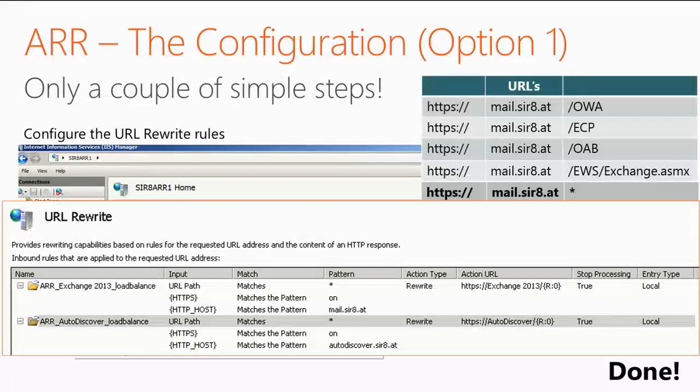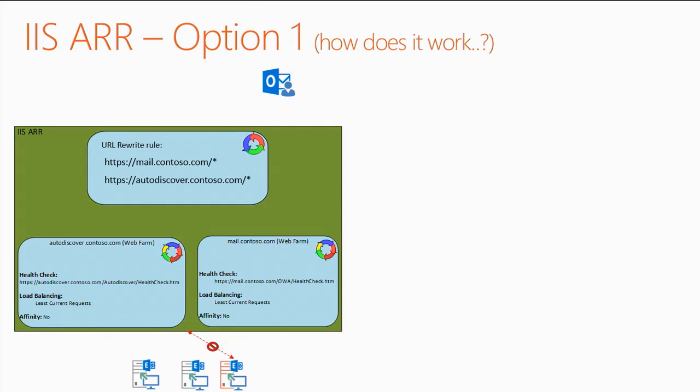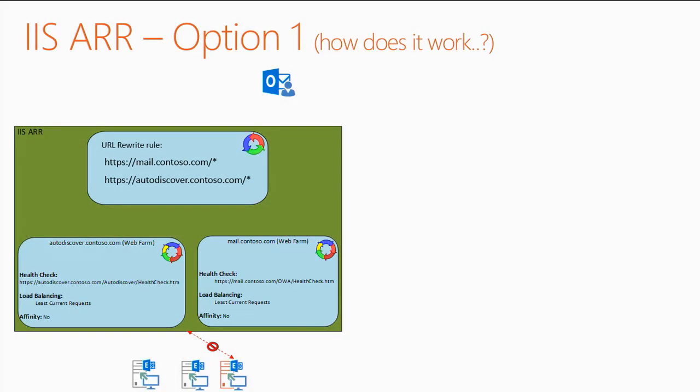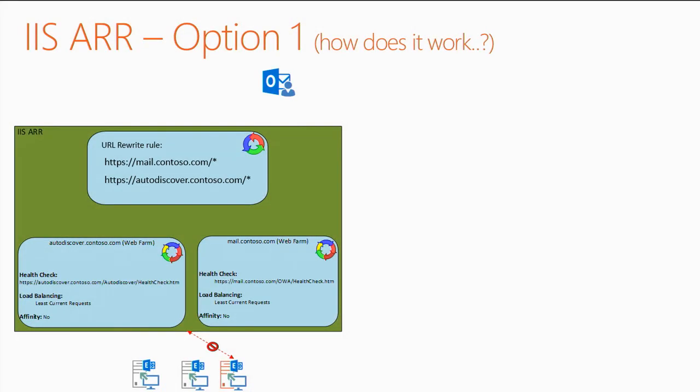Okay. Now, just to understand this whole thing, instead of showing a demo, I just brought an animation to show you how this whole thing works. So right on the top, you've got your client, let's say Outlook, using Outlook Anywhere. In the middle, I've just blown out all the guts of the ISARR. So on the top, you've got the URL rewrite, and at the bottom, you've got the farms. And probably you might not be able to read it clearly, so I've set the properties of the farm so you can see the health check that I'm using, and you can also see the load balancing mechanism and affinity is set to no.